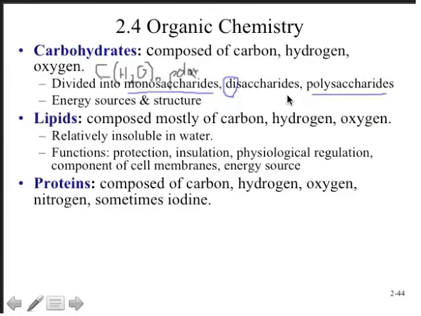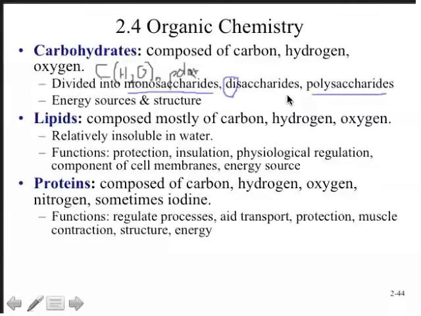Proteins are made up of carbon, hydrogen, oxygen, nitrogen, and occasionally iodine, and they do virtually anything you can think of as a life process. They regulate life processes, they aid in transport, they provide protection in the form of antibodies, also in the form of producing structural components that are part of our nonspecific barriers to infection. They're important in movements in the context of muscle contraction, and they provide physical structure for living systems, and they're also an energy molecule, although they don't have as much energy as lipids or as carbohydrates per gram.